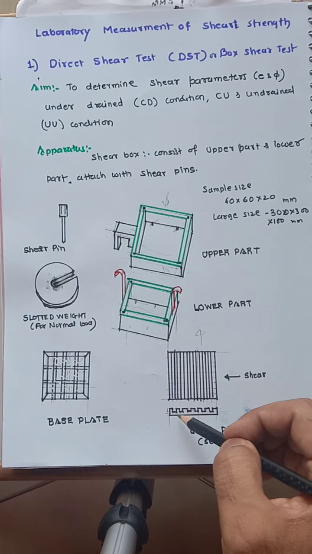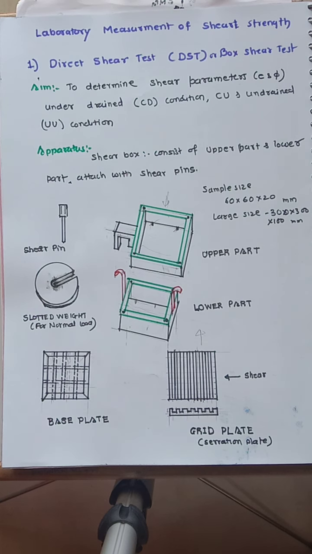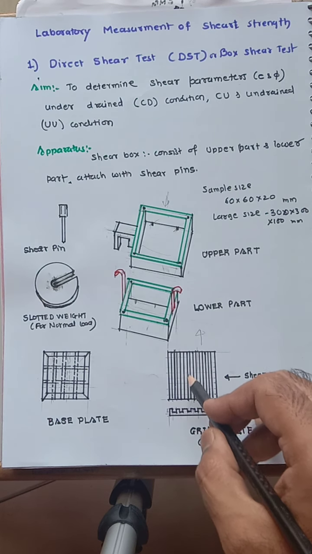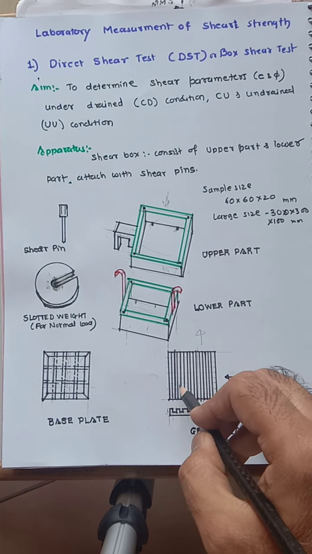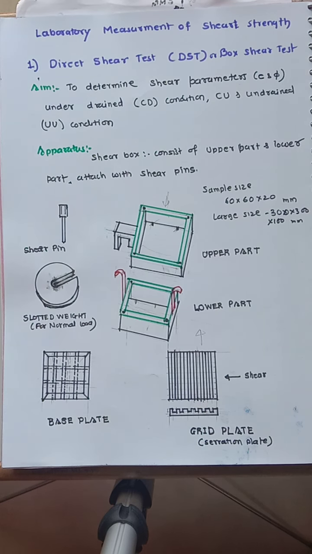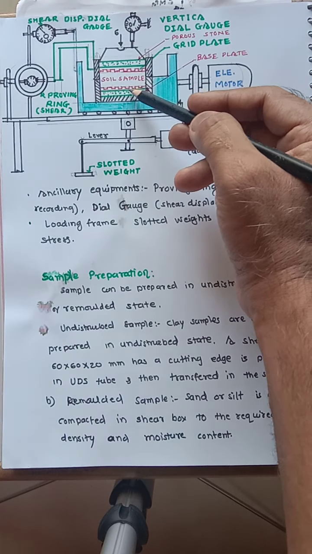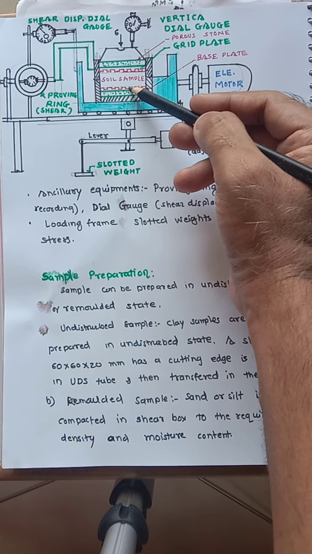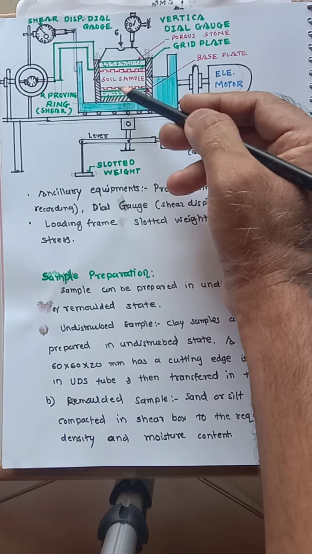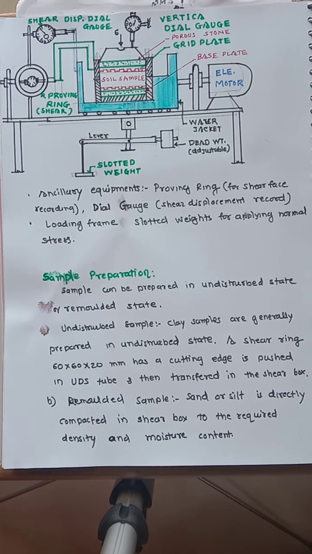In CU and CD conditions, consolidated undrained and consolidated drained, the porous grid plate or serration plate is used. At that time the porous stone is required. If it is the undrained test, then this is the solid one, no porous stones are required. We'll see in detail. Okay.